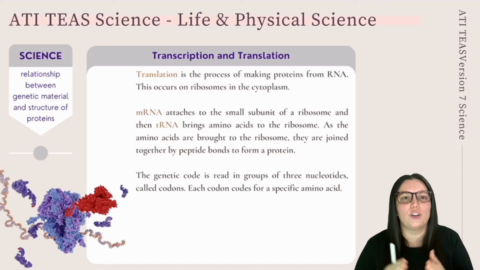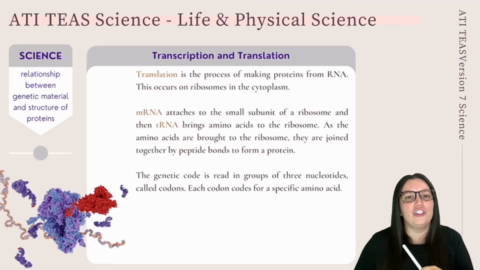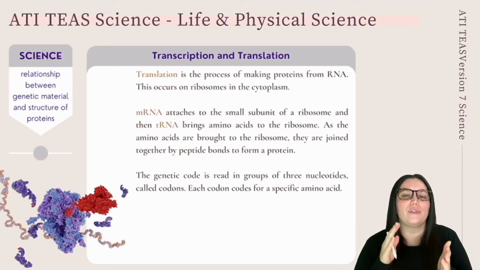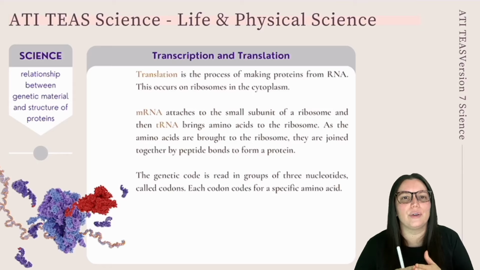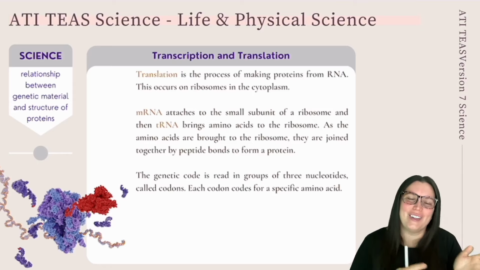As the amino acids are brought to the ribosome, they start to join together by peptide bonds to form a protein. The genetic code is read in groups of three nucleotides, called codons. Each codon has a very specific amino acid code. The sequence of codons in mRNA determines the sequence of amino acids that are going to be found within the protein that it makes.